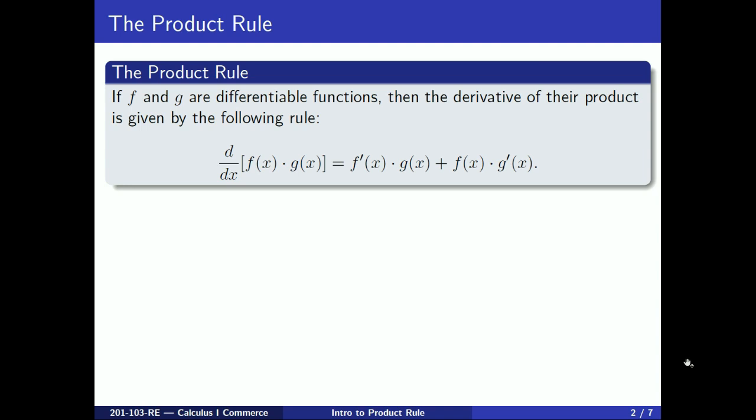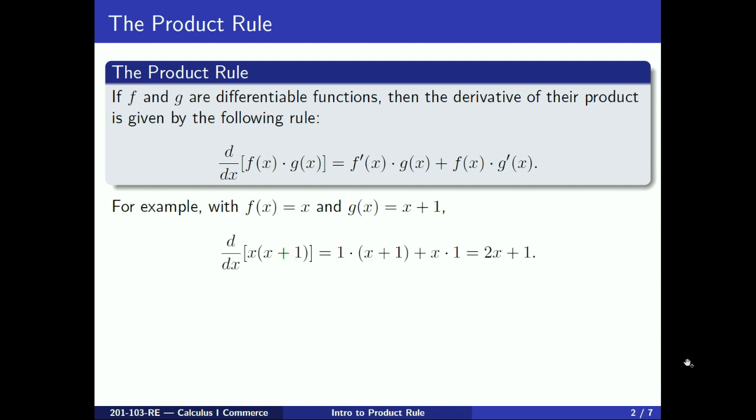In fact, the derivative of a product is not the product of the derivatives of f and g, as shown in the following example. Take f of x equals x and g of x equals x plus 1. Both functions are linear and their derivative is the slope of the line representing each function. For both f and g, the slope is 1, and so is their derivative. Hence, f prime of x is 1 and g prime of x is 1.